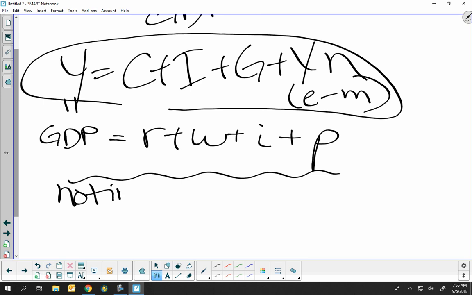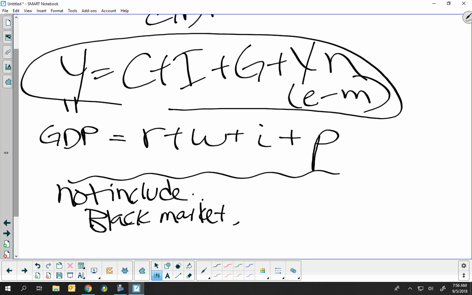The black market. Those of you that still don't get the black market: you buy drugs, that's the black market. You buy a pirated DVD, that's a black market. If you buy it legally, then it's fine. You can't buy something like a lion or a tiger legally. Okay, black market, non-market.